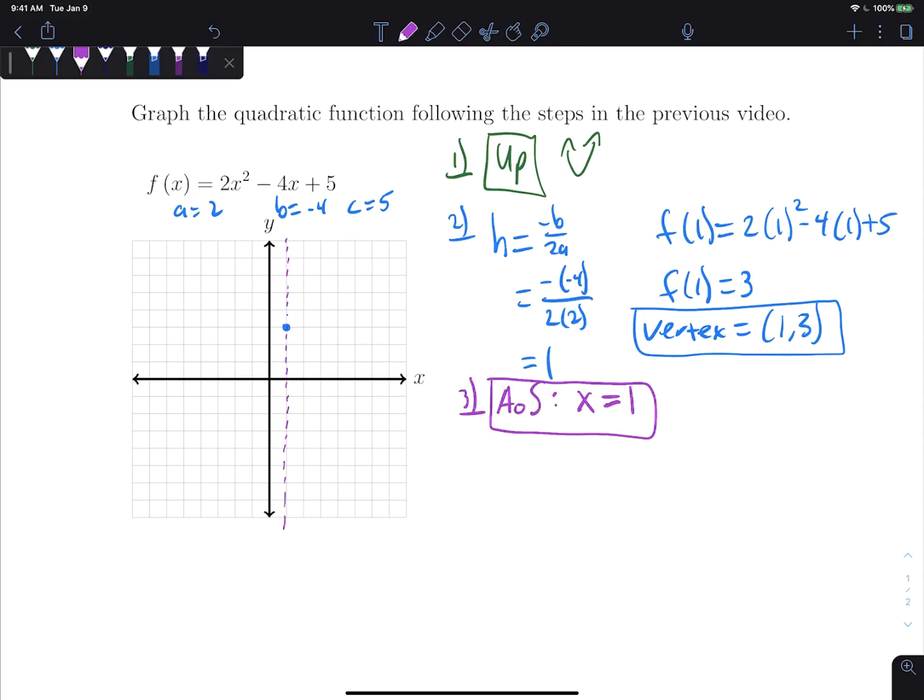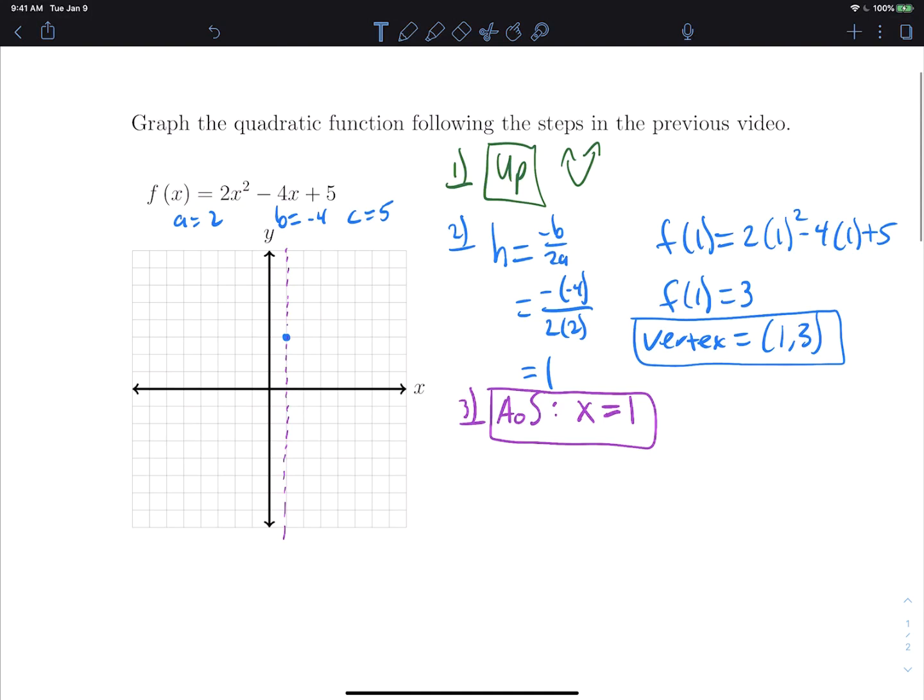Now that we did that, we want to go ahead and find the x and the y intercepts. So, whoa, what just happened? That was weird. All right, oh, there it goes.